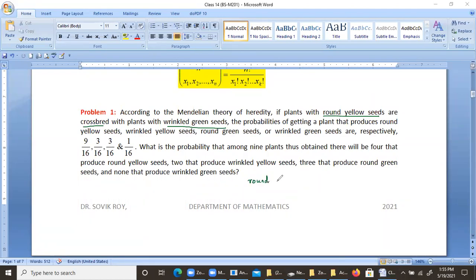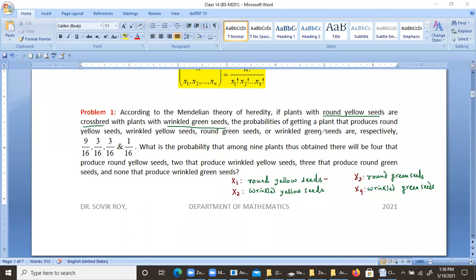One case that has been obtained is round yellow seeds that can appear. Okay. Another case that has been obtained is wrinkled yellow seeds. Another case that appears is round green seeds. And the last one is wrinkled green seeds. We can associate random variables to these different cases. So let us associate the random variables to be capital X1 for this, capital X2 for this, capital X3 for this, and capital X4 for this.